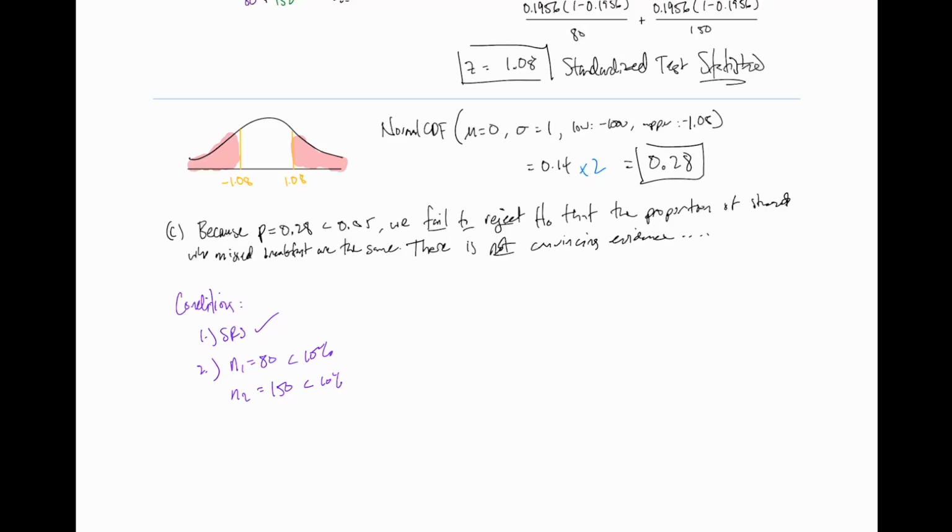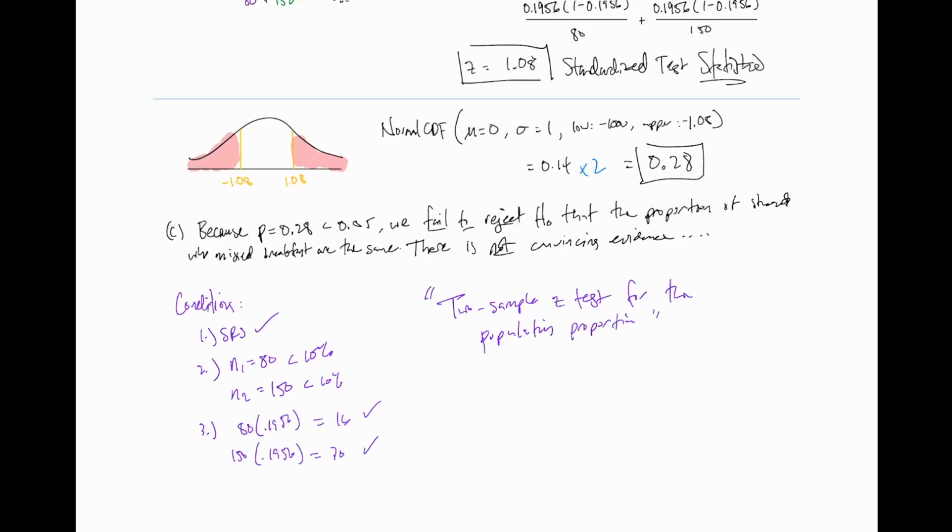And then our third one is that our combined, let's see, so it'd be like 80 times 1956, or 150 times 1956. This is about 16, which is good. This is about 30, which is good. So those are some conditions. We are going to do a 2-sample z-test for the population proportion. That's the name of our test, a 2-sample z-test for the population proportion.